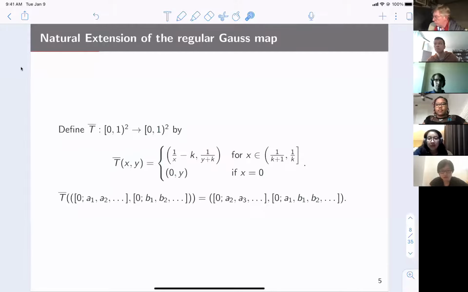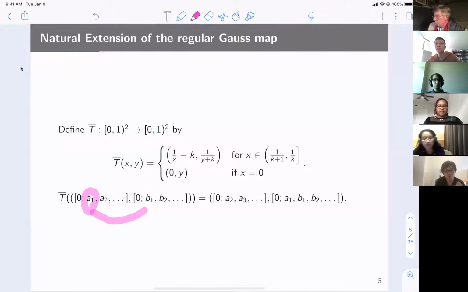So what this means for our continued fractions is we take this first digit of x and move it to become the first digit of y.